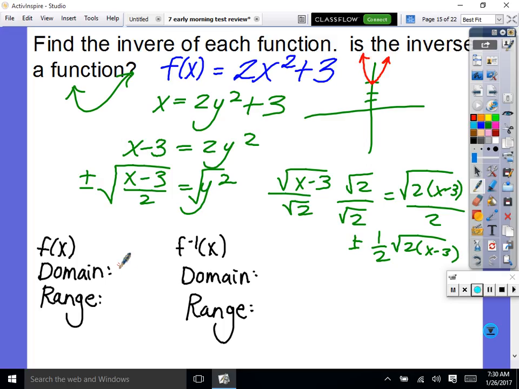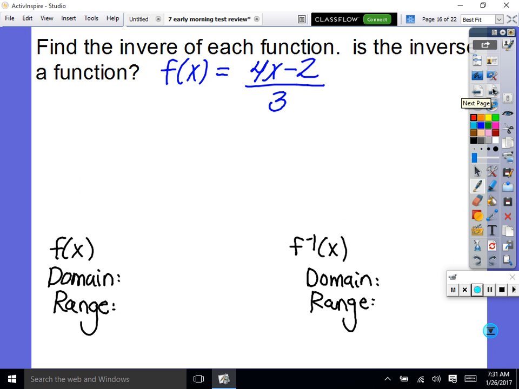Our domain for the original function is all real numbers, right? A quadratic. So what's the range over here? What's the range of a quadratic? 3 to infinity, right? 3 to infinity. So our domain is 3 to infinity on our inverse.